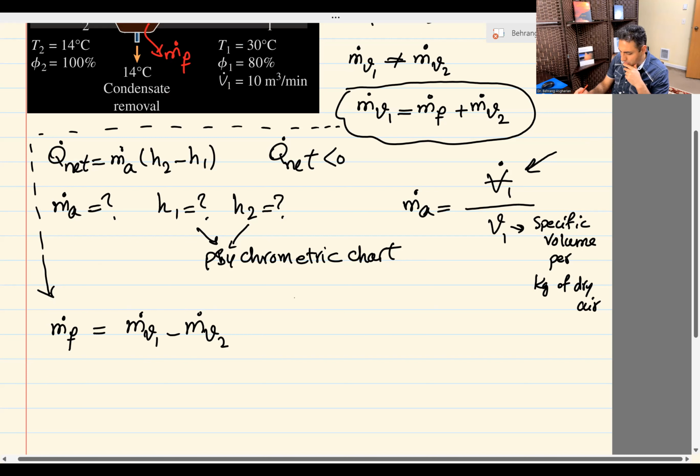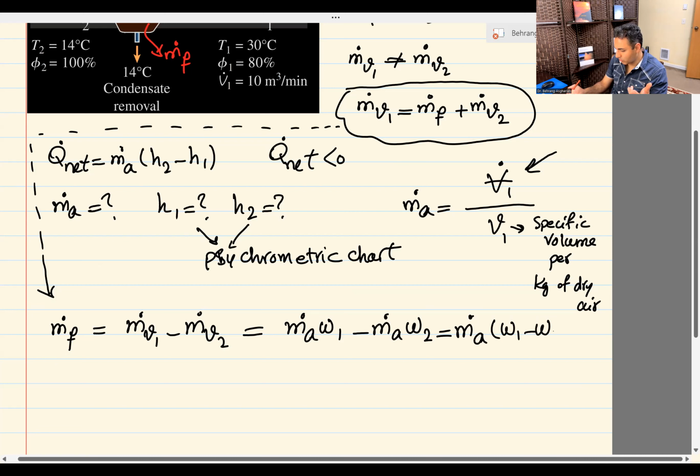But then now here's the question. If I rewrite m dot of water vapor in terms of humidity ratio, then what do I have? This basically becomes m dot A times omega 1. And this becomes m dot A times omega 2, because m dot A, as I showed you before, doesn't change. So this can be written as m dot A times (omega 1 minus omega 2). This is the equation I need.